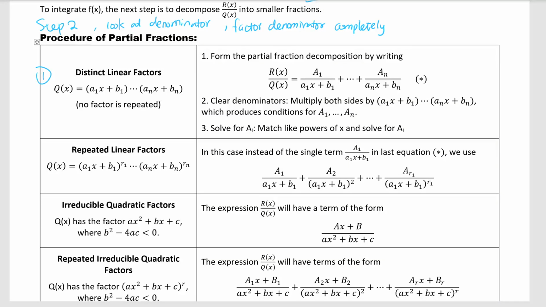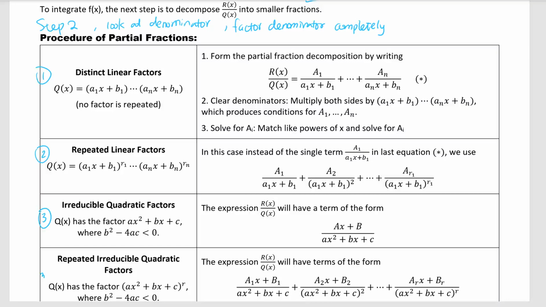And then next, we can multiply both sides by the common denominator, and this will produce conditions for all the constants A_i, and then we can solve it. Okay? And we will do a lot of examples after we discuss the different cases.